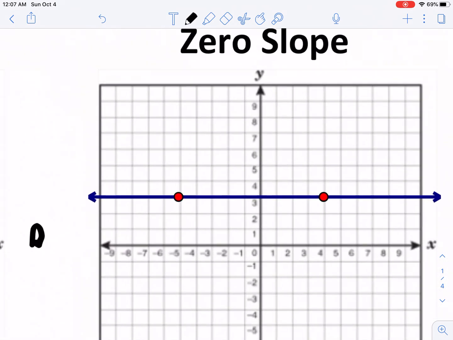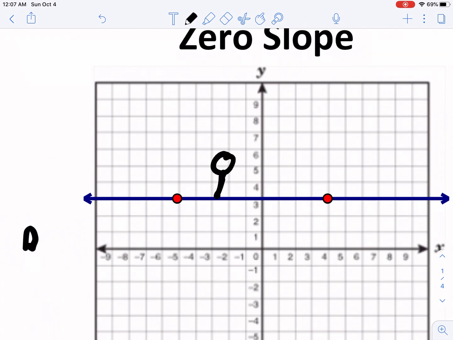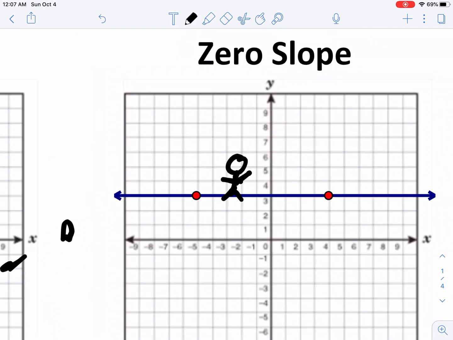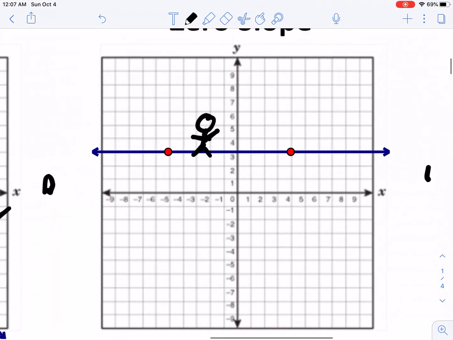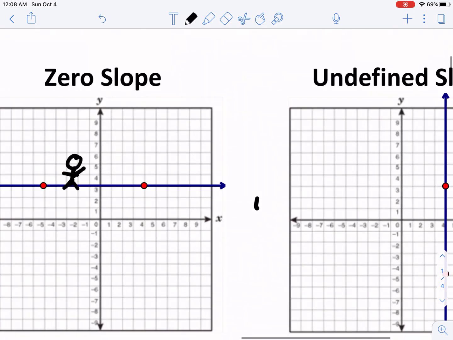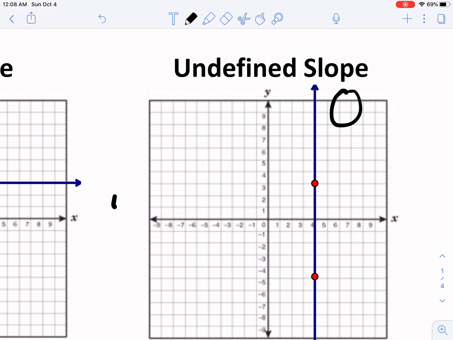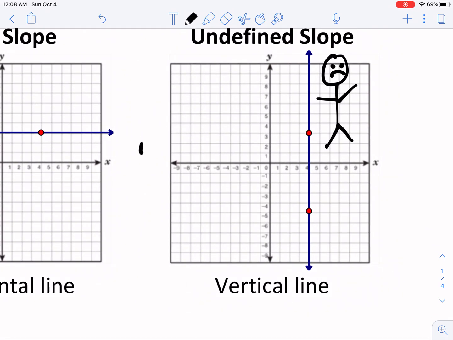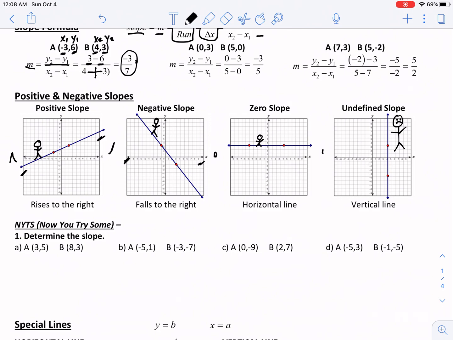Now, if the guy's just chilling out, he's really not going anywhere. Maybe he's just hanging out on the open plains of Kansas because it's flat here in Kansas. That guy is 0 slope. So if he's really going nowhere, he's not going up, he's not going down, that's 0 slope. Now, undefined, that would be like, oh my gosh, I'm scared out of my wits right here. I'm falling and I can't do anything about it. Help me, help me. That's undefined slope. So it looks like he's falling straight down. That's the undefined slope. So those are the 4 different types of slopes we can have.